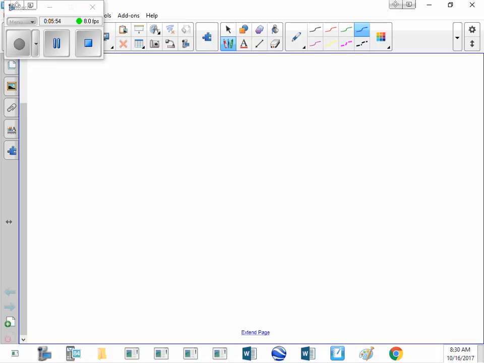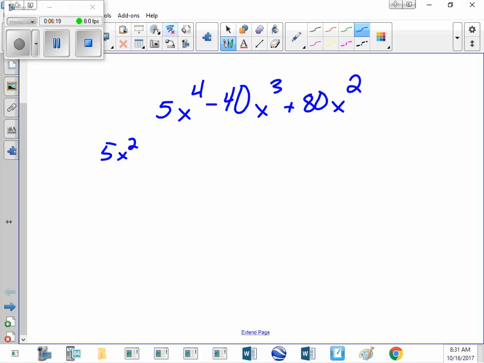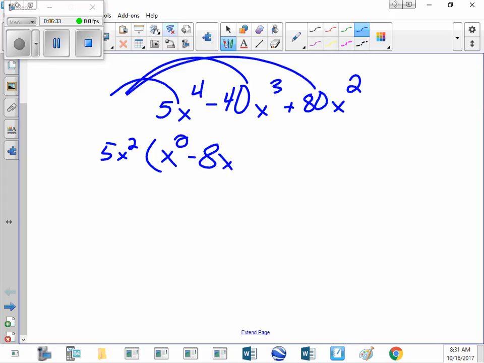How about 5x to the fourth minus 40x to the third plus 80x squared. Can I pull anything out? 5x squared. So I write down 5x squared, and if I take 5x squared out of that one, what's left? X squared. If I take it out of that one, minus 8x, and if I take it out of that one, plus 16.